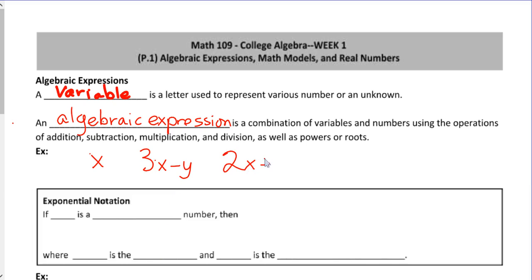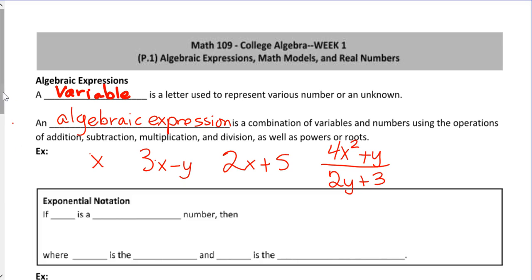I could just have it in one variable with a number, like 2x plus 5, and I can also throw in a fraction and make it an algebraic expression, something like 4x squared plus y all over 2y plus 3. Now, when we start talking about algebraic expressions, sometimes at the very beginning we look at doing some evaluating of these expressions.